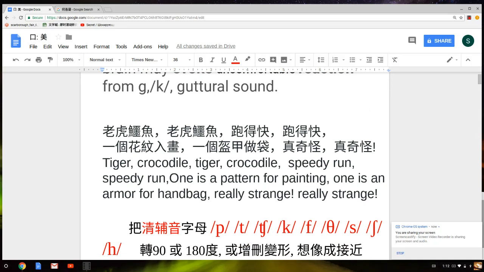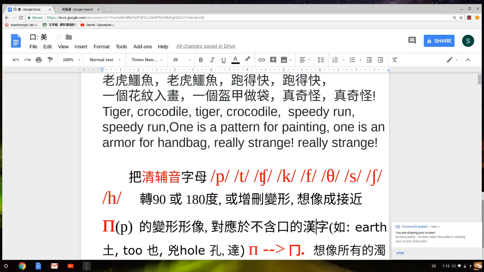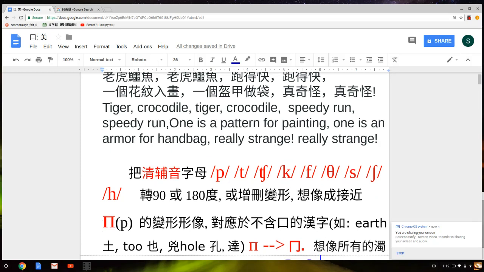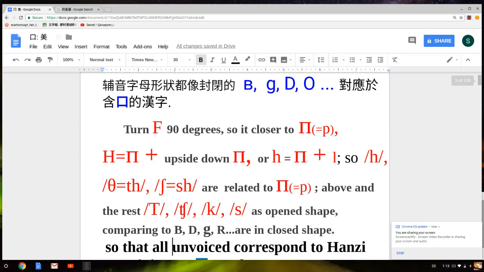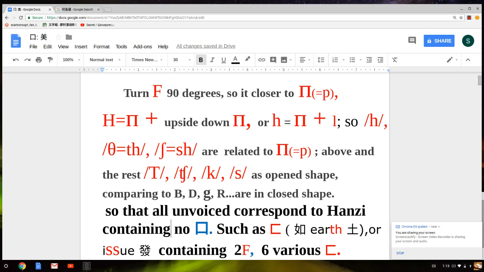Tiger, crocodile, speedy run, what's a pattern for painting, what's an armor for a handbag, really strange. Turn the unvoiced consonant letters 90 degrees, or deform them, imagining shapes close to P. For Chinese characters without a square, imagine all voiced consonant letter shapes are like a closed big D or O, corresponding to characters containing a square. Turn F 90 degrees, so it is closer to P.